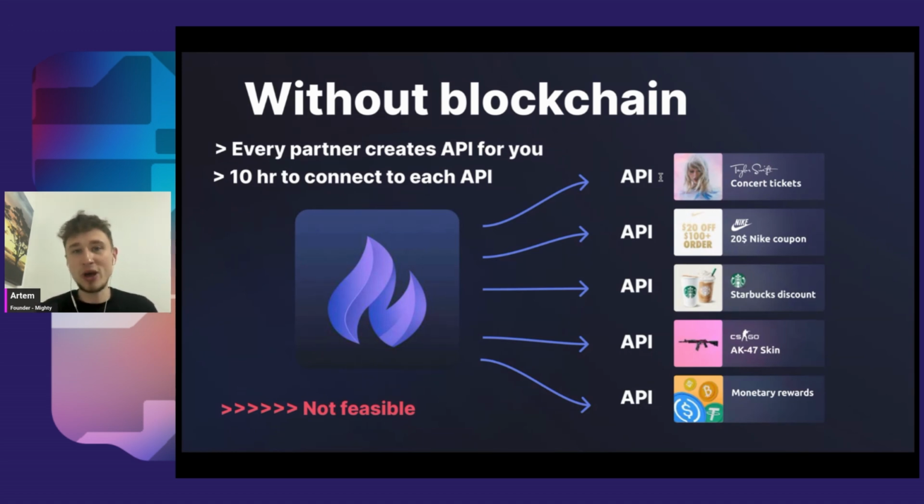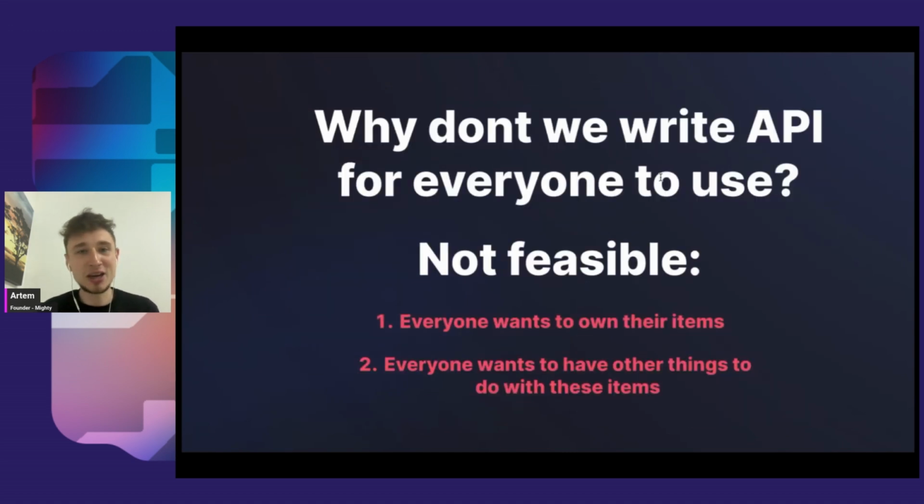And if you want to have, let's say, 3 reward providers, that's fine. You can connect to them like this. But if you want to have 100 reward providers, it's totally not feasible, because you would have to spend thousands and thousands of hours to connect to each one of those. And the question is, why don't we write an API for everyone to use? That's not feasible either. Why? Because everyone wants to own their items, and everyone also wants to have other things to do with those items. So you kind of need a neutral ground for everyone to connect to, which is blockchain.